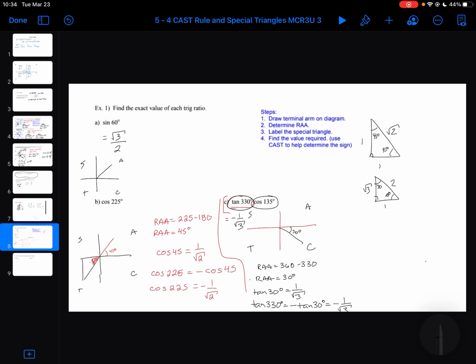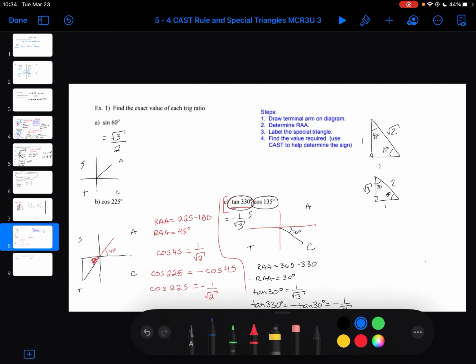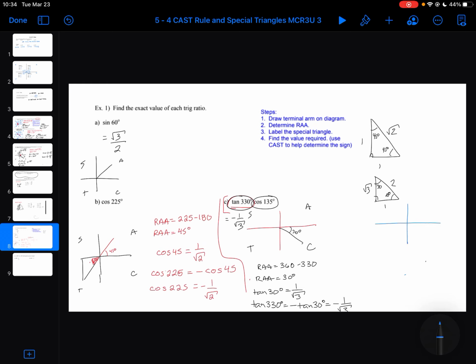So let's do the same thing for cos 135. I will use blue this time. So I'm going to draw my quadrant again and label it. And then I'm going to put in my angle of 135 right here. So this is my angle 135, my principal angle. I'm then going to find my related acute angle. So my related acute angle is 180 degrees minus 135, which is going to give me 45 degrees, which actually matches up with my other special triangle.